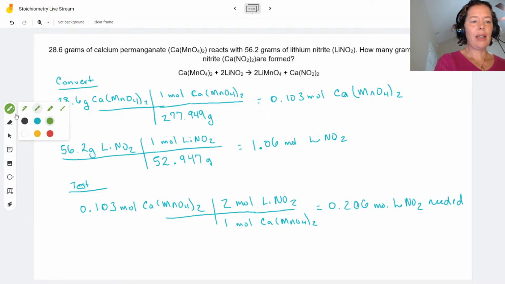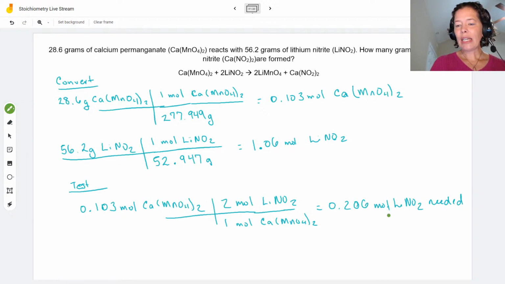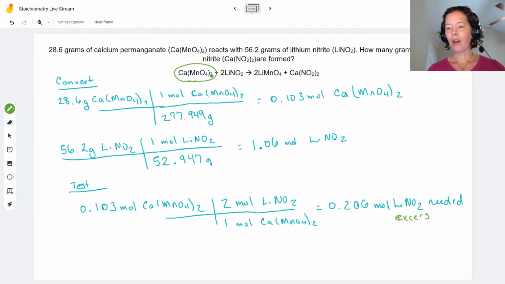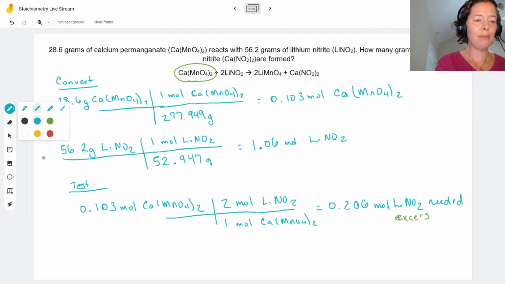If I need 0.206 moles of lithium nitrite, how much do I actually have? And of course, I actually have over 1 mole, so I have plenty. I have extra, I have excess. So our lithium nitrite is in excess, which means our calcium permanganate is our limiting reactant. So again, I'm going to circle it on our balanced chemical equation. But let's run through our other test calculation just to confirm that we have the correct limiting reactant identified.